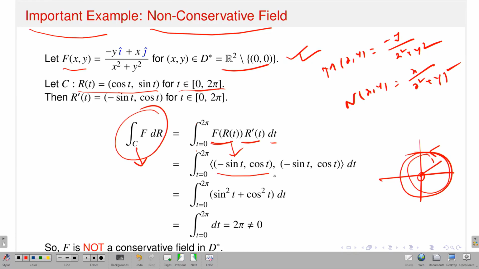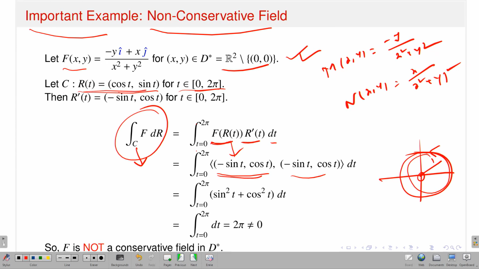F of r(t) will come, then you have r prime(t), and that means the corresponding dot product, because F of r(t) is a vector in R2. Similarly, r prime of t is a tangent vector on that curve, so it is also a vector in R2. So F of r(t) times r prime(t) is nothing but the dot product or inner product. That exactly I have written.